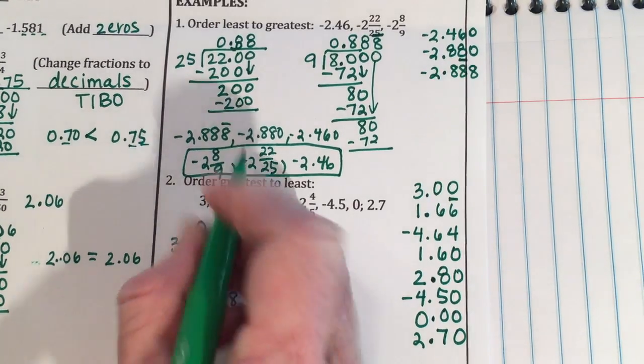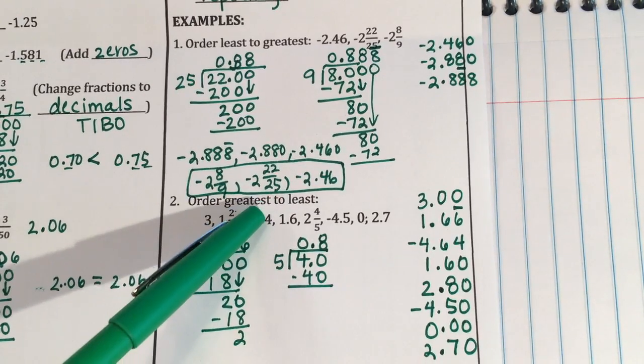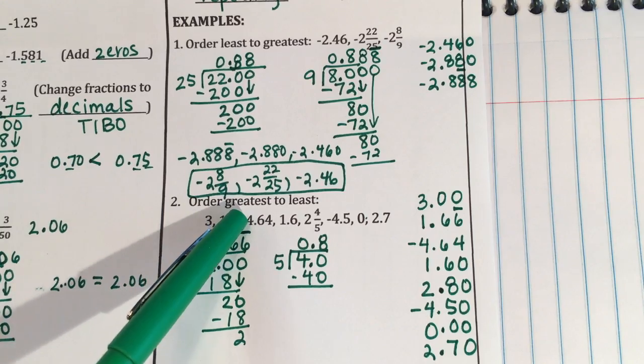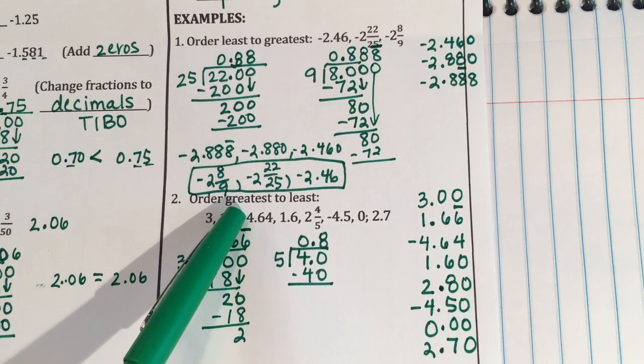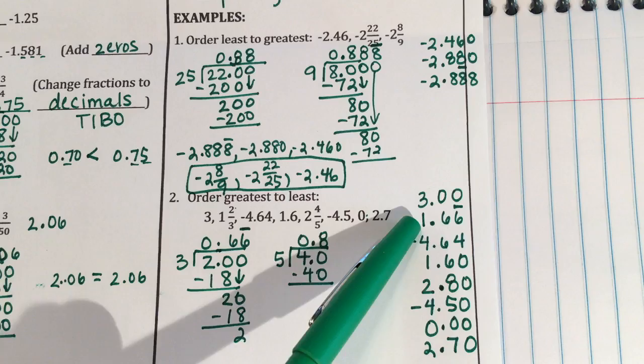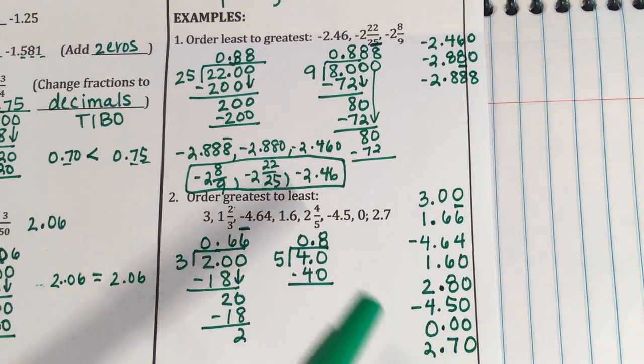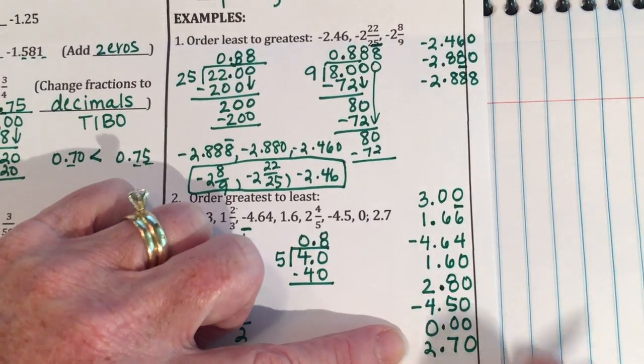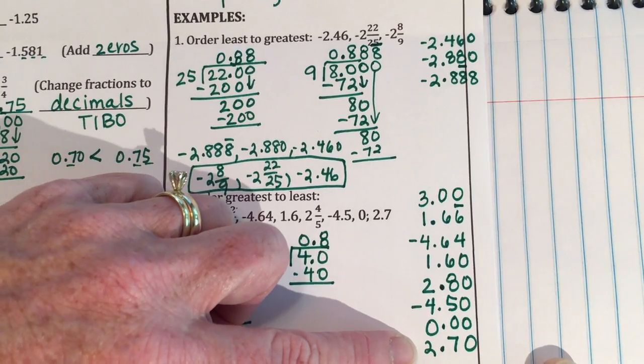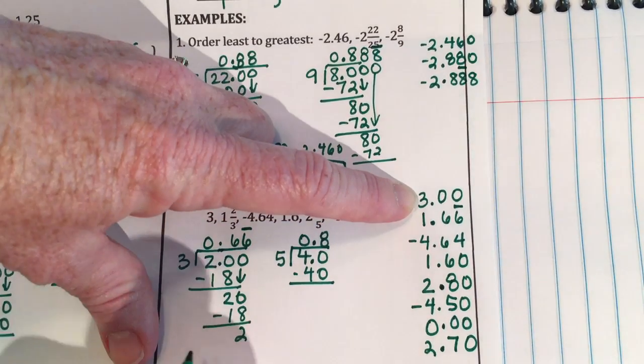In this problem, instead of going least to greatest, now I'm going greatest to least. So that's the opposite. That's a little tricky too. So I want to start with the biggest number. Well, the biggest number is going to be negative or positive? Well, bigger is going to be positive. So I want to start with my most positive number, which would be what? 3.00.